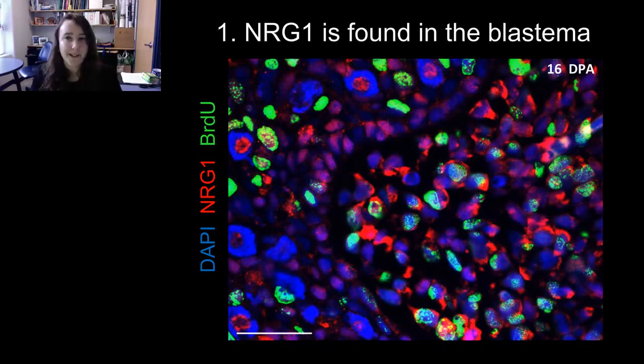We can't say necessarily that neuregulin causes proliferation. We have to do many more experiments for that. But it is a sort of correlative relationship. And when we go in and actually quantify how many of these proliferating cells express neuregulin-1, it is the majority of the cells, somewhere in the area of 60 to 70%.